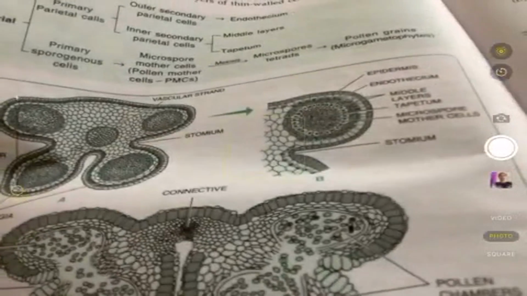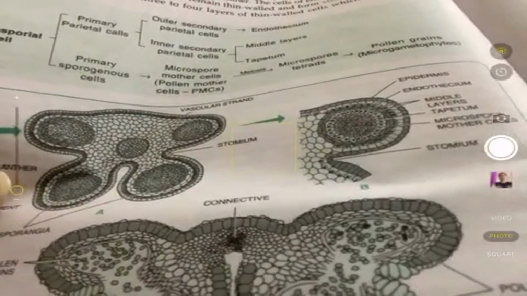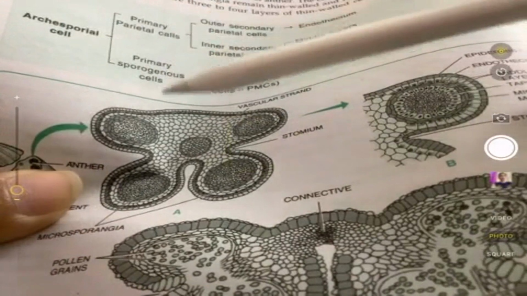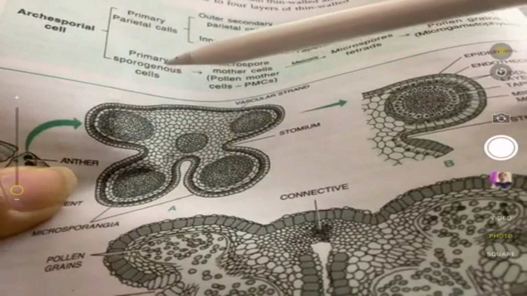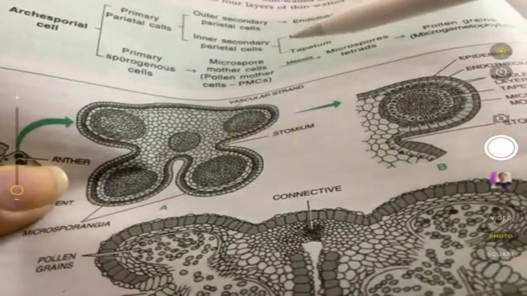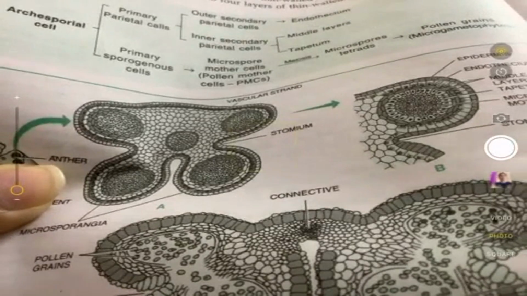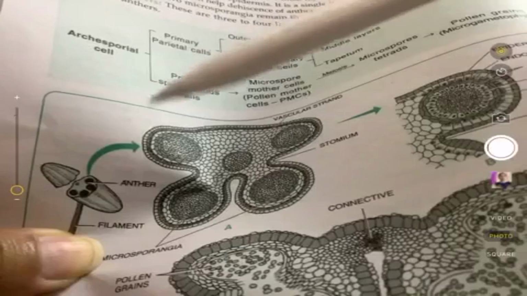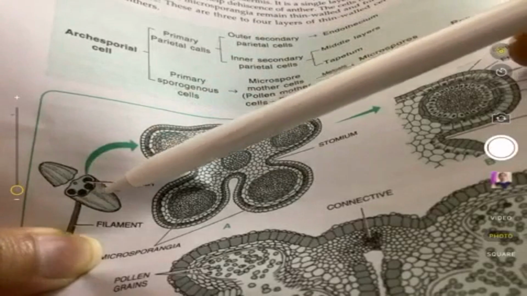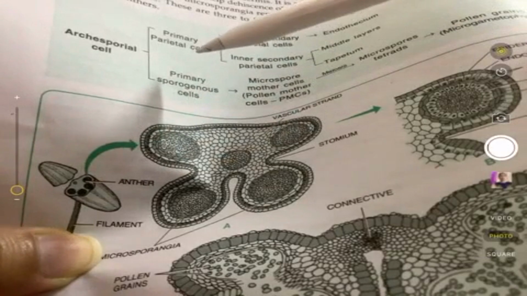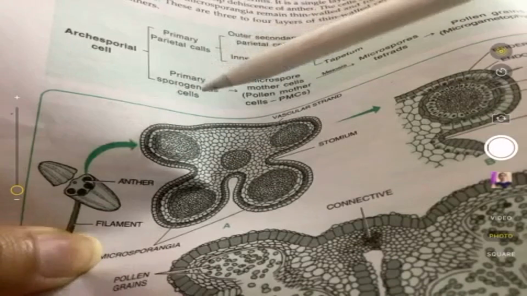I want to show you this flow chart. This flow chart you have to learn. Archesporial cells are converted into primary parietal cells and primary sporogenous cells. These are further divided into various layers of the anther. Students, as I told you, the anther is this part. Look at this one. This anther will have two kinds of cells: primary parietal cells and primary sporogenous cells.